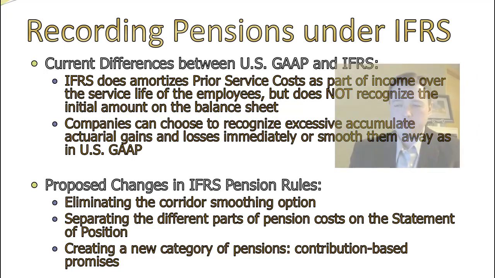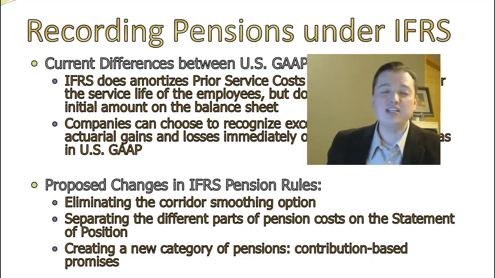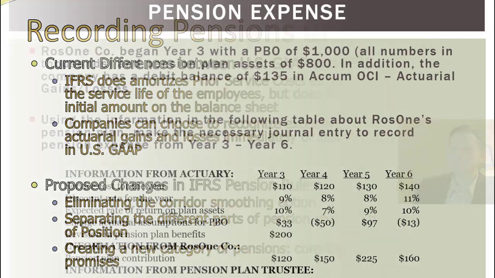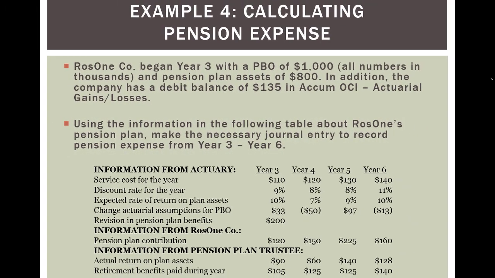We've reviewed the steps. We've talked about IFRS. We've done some basic examples. It's time to pull it all together. Let's get started on a comprehensive example that brings this all together. Because of time constraints, we're going to continue on with the ROS 1 company that we've already looked at, which means we're going to keep using the prior service cost amortization table that we already looked at in example number 2. So please make sure that you have those numbers ready because we're going to keep using them moving forward.